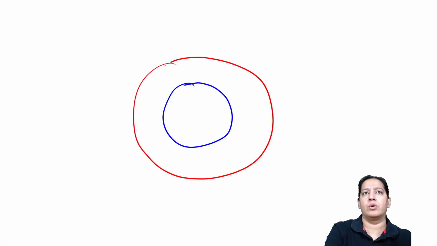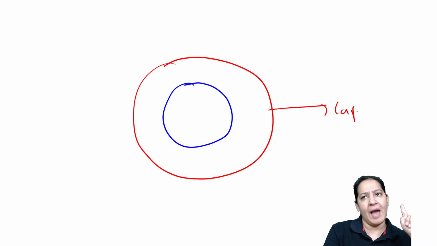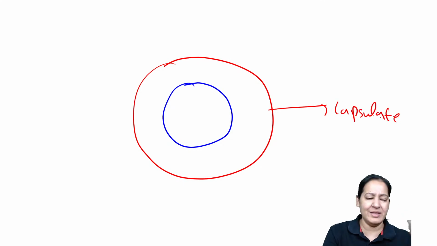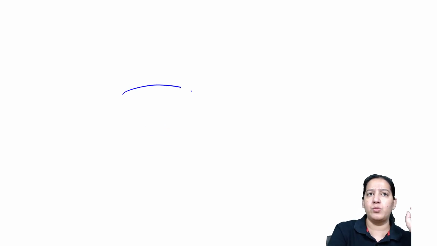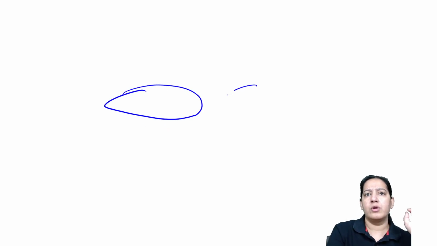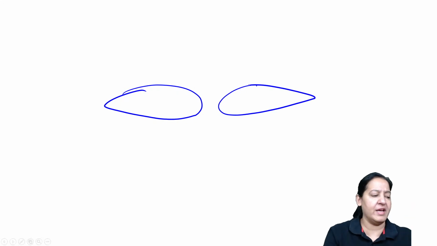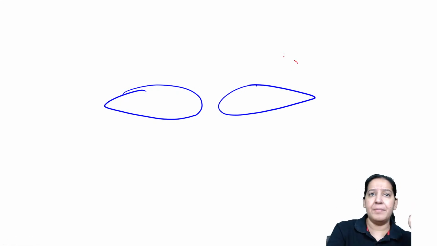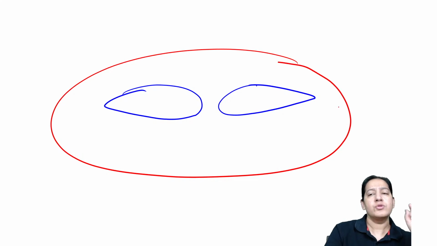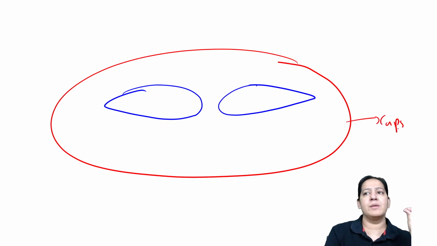So this is the capsule. Capsule is important. Actually, this is not the diagram. This is the correct diagram. Around 2 bacteria there is one capsule. So draw 2 bacteria with one capsule around them. This is the cell membrane of the bacteria, and this is the capsule. So capsule is important, right?